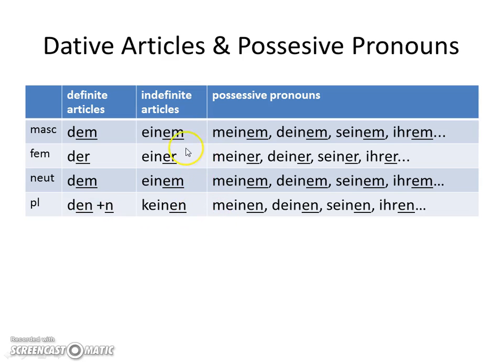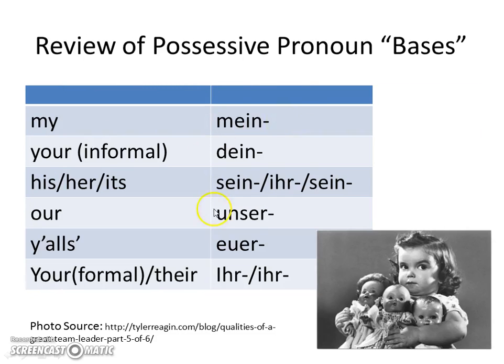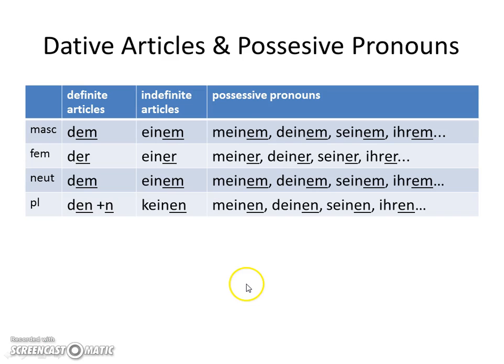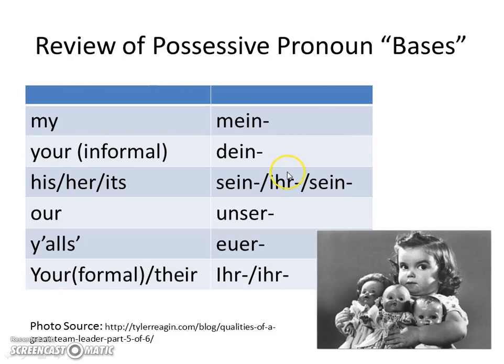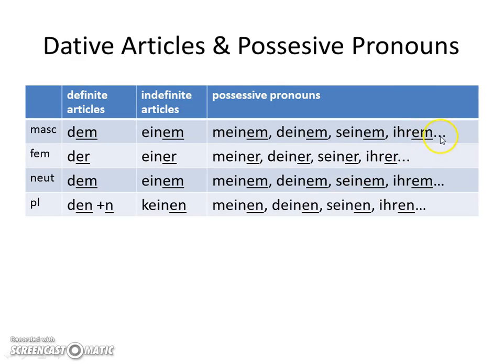And then over here, those were the articles that we just chanted. Over here we have the possessive pronouns, and these are all of these guys, but with dative endings on them. Notice I don't have the whole list. I have meinem, deinem, seinem, ihrem. I only got to here because I didn't have space for the rest of them. So basically, these ellipses show that all of these have the same endings.